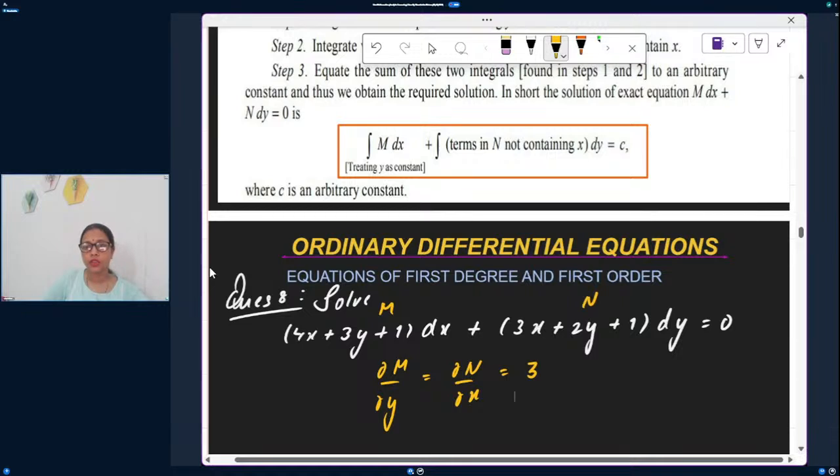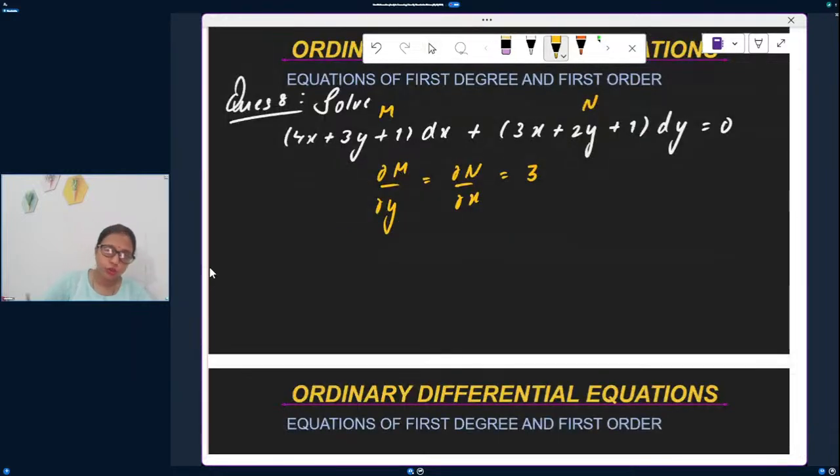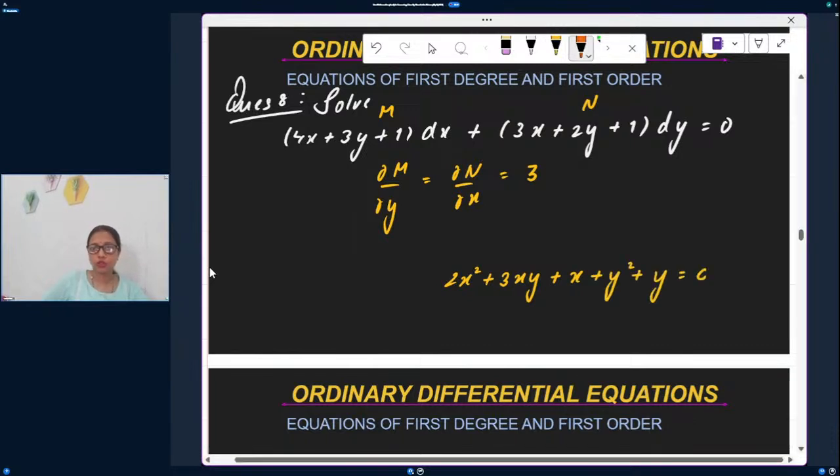Okay. And the solution is also very easy. You note that even if it was reducible to homogeneous, checking the exactness and when it comes out to be exact, then to solve it and to get to the solution is much easier. You save the time and space also. So the solution is going to be 2x square plus 3xy plus x plus y square plus y equals constant. That's your solution.